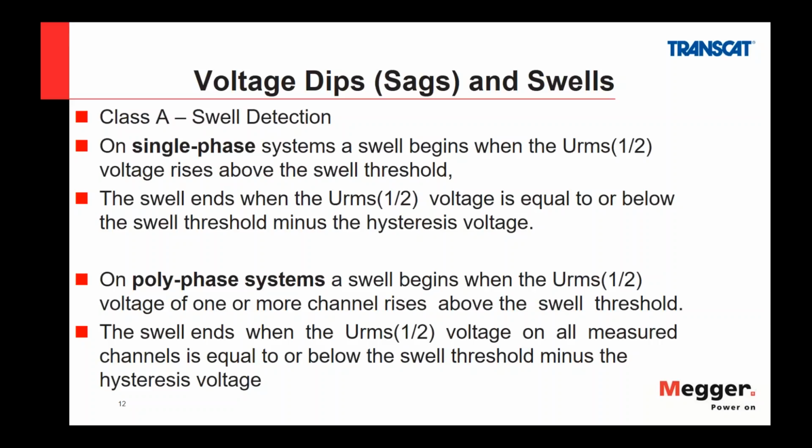Class A swell detection on a single-phase system would begin when the RMS voltage rises above the swell threshold, and the swell will end when it is equal to or below the threshold minus the hysteresis. Same goes on a polyphase system. The swell begins when the RMS voltage on one or more of the channels rises above the swell threshold and will not end until all phases are equal to or below the threshold minus hysteresis voltage.